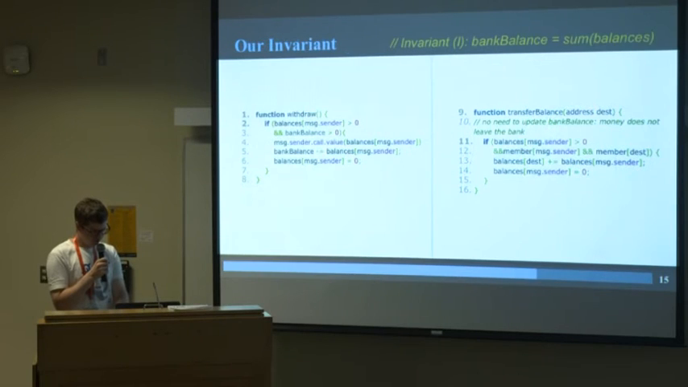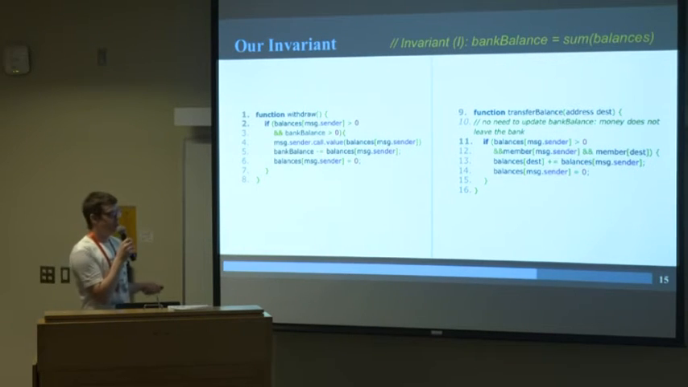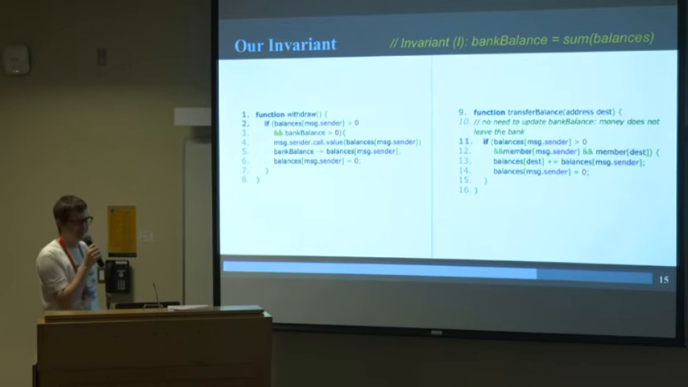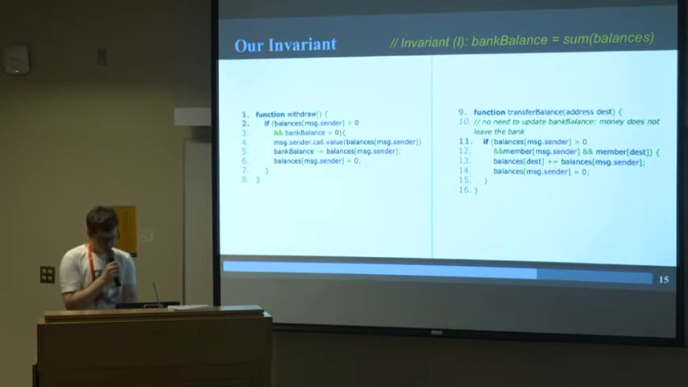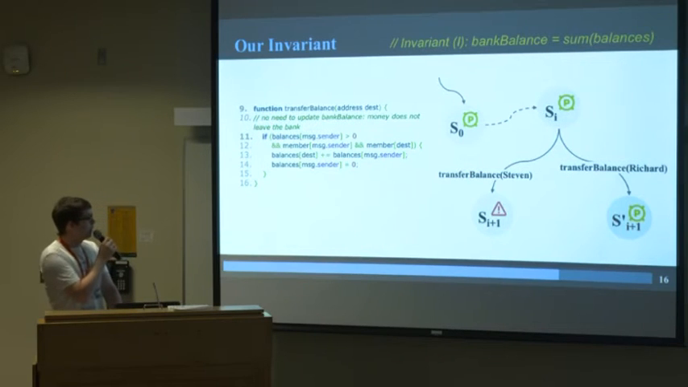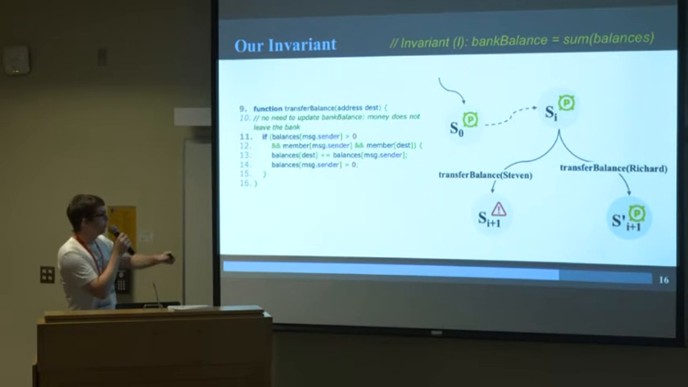And so this brings to mind, can we actually detect that bug that I alluded to earlier? Suppose we have an invariant. An invariant is an expression that should always hold true in every state of your program. So here the invariant is bank balance is the sum of all balances. A model checker, let me see, what's my next slide?